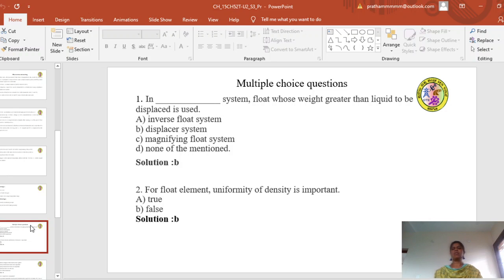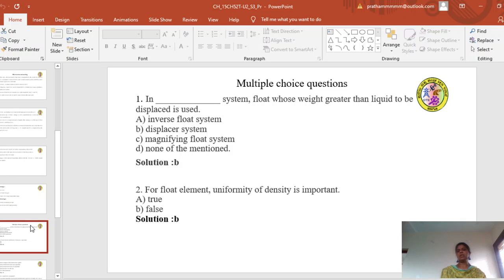So having understood about the hydraulic transmission system of level indicator and the float type level indicator, let us look into some multiple choice questions. So what is the first question? In this dash system, the float whose weight is greater than the liquid to be displaced is used. Inverse float system, or displacer system, or magnifying float system, or none of the mentioned. So the answer is the displacer system.